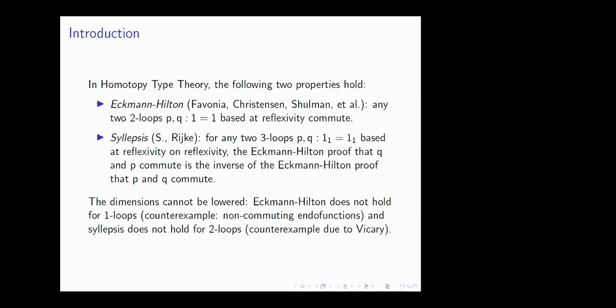Now, Syllepsis, that was proved by me, and I think Egbert made significant progress on that problem too, says that if we go 1 dimension higher and we have 3 loops, P and Q, that are based at the reflexivity path on another reflexivity, then the Eckmann-Hilton proof that Q and P commute is in fact the inverse of the Eckmann-Hilton proof that P and Q commute.